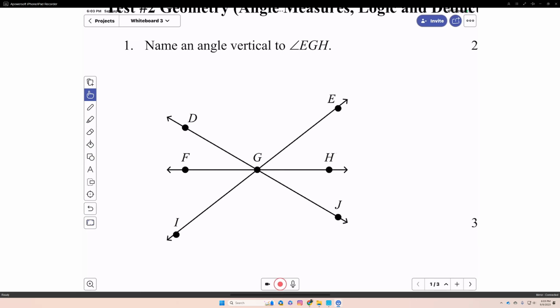This is a review for the upcoming test number 2 exam over angle measurements, logic, and deductive reasoning. Number 1, name an angle vertical to angle EGH.